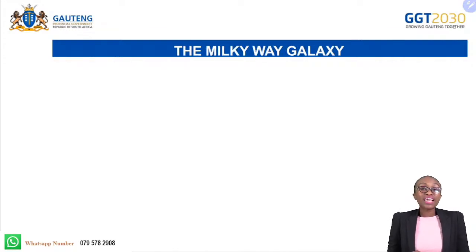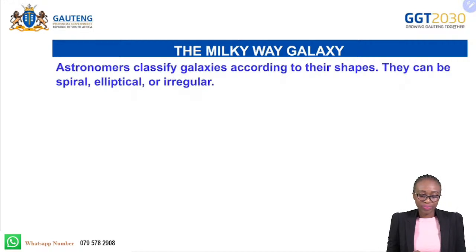Okay, so today's topic is the Milky Way galaxy. Let's get started with our lesson. Astronomers classify galaxies according to their shapes. Remember, from our terminology, we learned what an astronomer is. They classify galaxies according to their shapes, which means galaxies have different shapes. The shapes can be spiral, elliptical, or irregular.